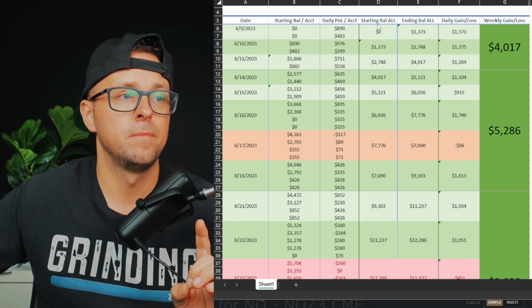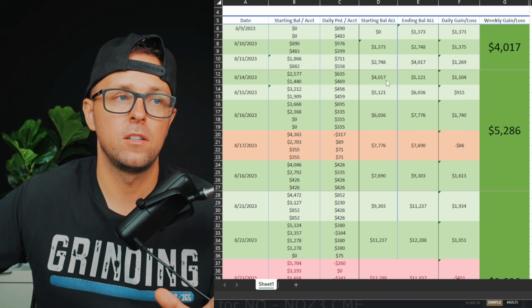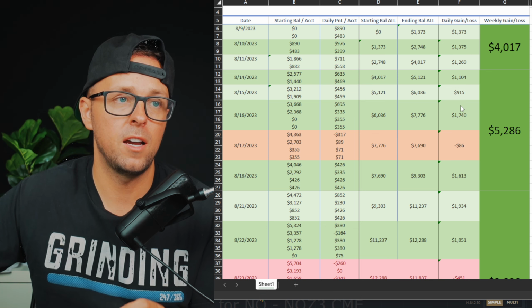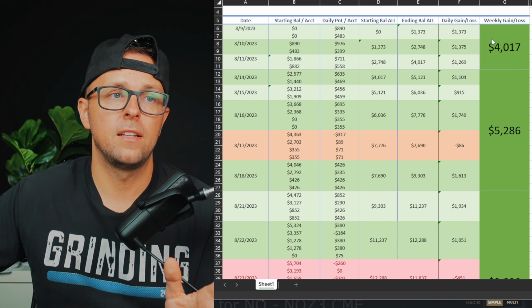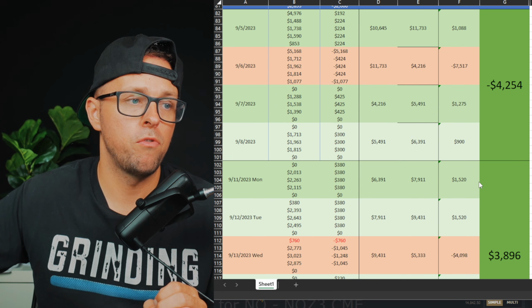But then the starting balance for all accounts, it's the same thing. It's just I combine everything together just to see how much cumulative profit I have in all my accounts at a given time. And then I do a daily gain loss here, and then weekly gain loss over here. So that combines the whole week. So let's go over last week.